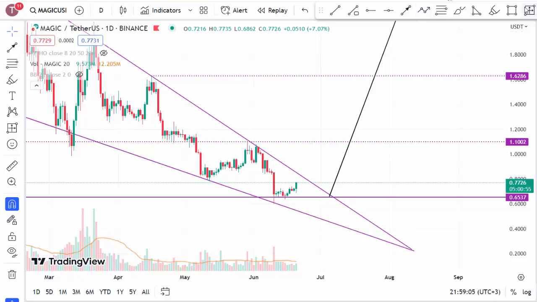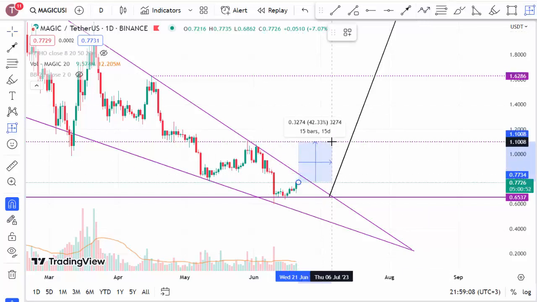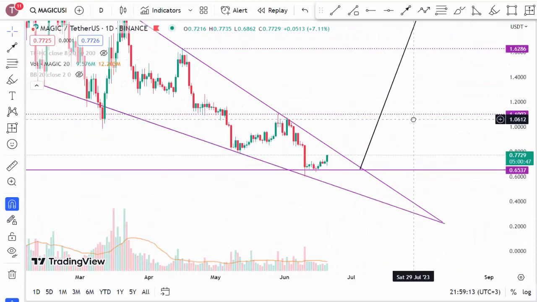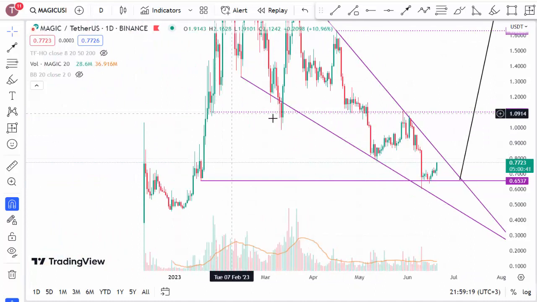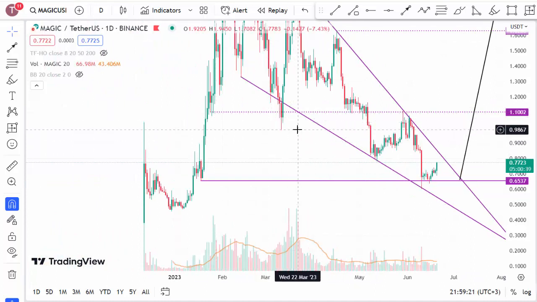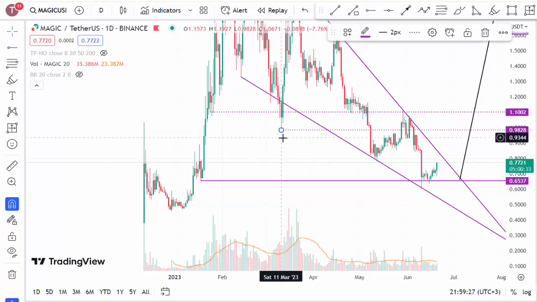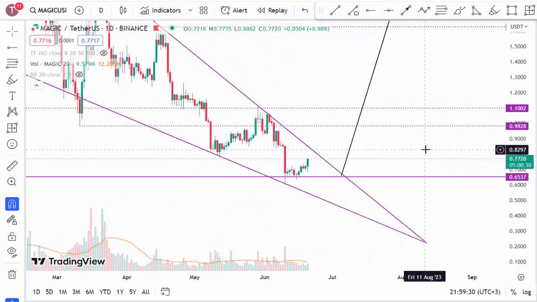From the current level, it implies an approximate 40% increase to reach that level. Additionally, we can say that there may be intermediate resistance and support zones. Approximately, the level of 0.98, which is around this point, will serve as an intermediate resistance zone for us. Now, let's slowly continue our analysis from our indicators.